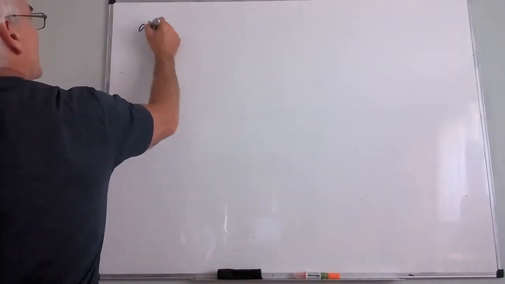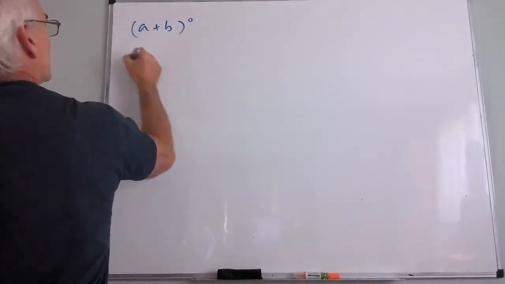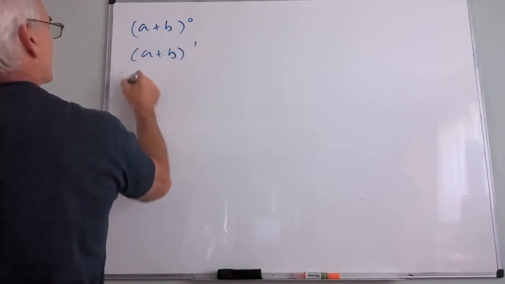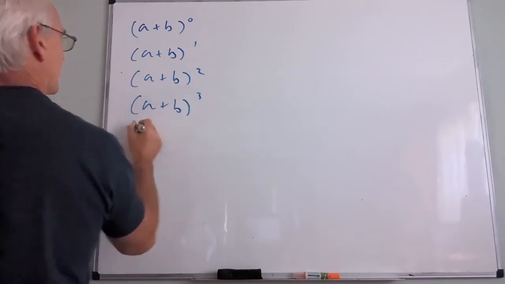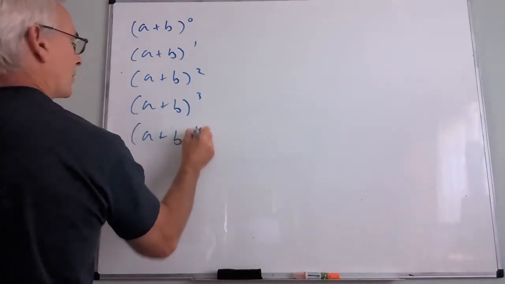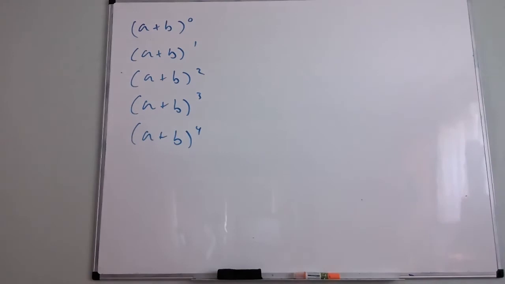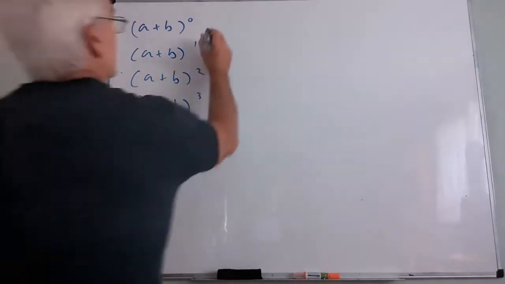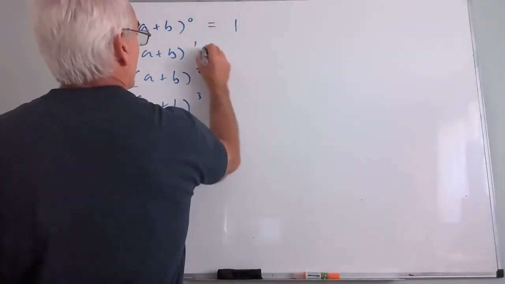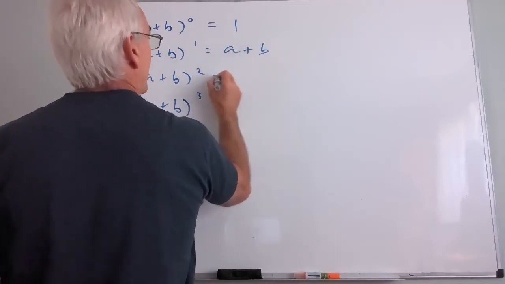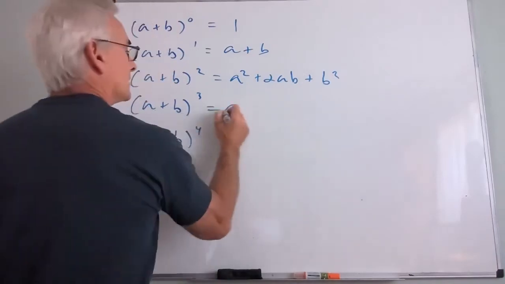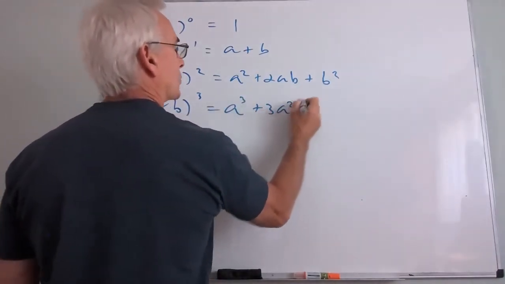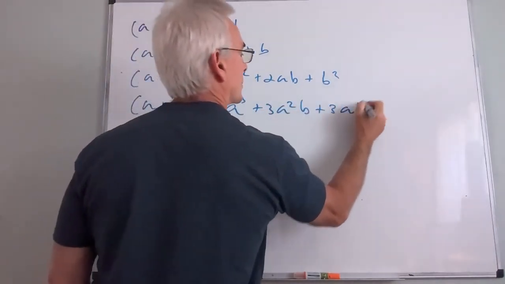If I said a plus b to the 0, a plus b to the first, a plus b to the second, a plus b to the third, we'll just do the first few, a plus b to the fourth. Each of these can be expanded without the parentheses, of course. So that one is just 1. That one is just a plus b, and that one is just a squared plus 2ab plus b squared. a cubed plus 3a squared b plus 3ab squared plus b cubed.